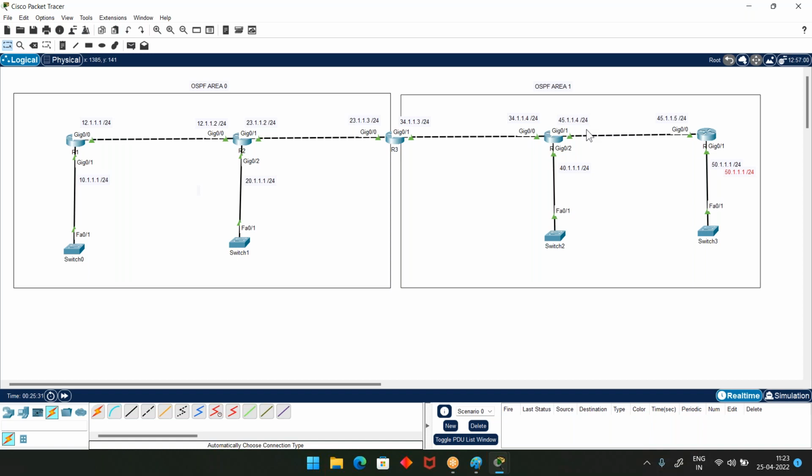Anyone have any doubt here? You can ask. Sir, here router 3, whether it will participate in DR BDR elections, sir, router 3.